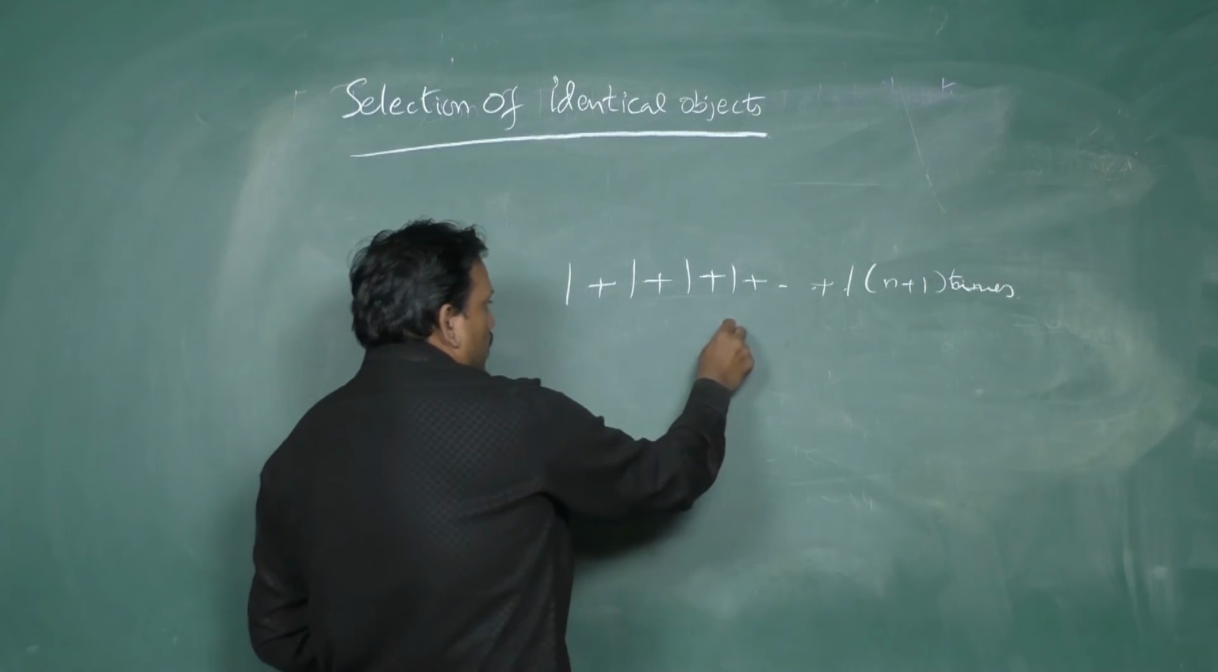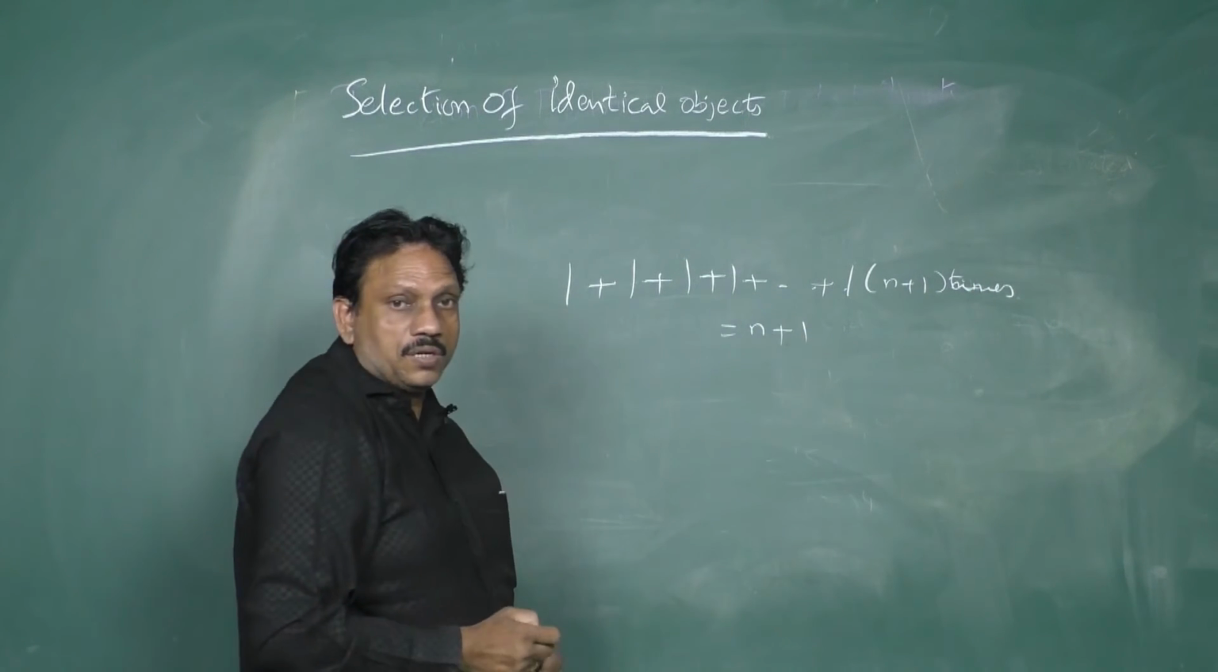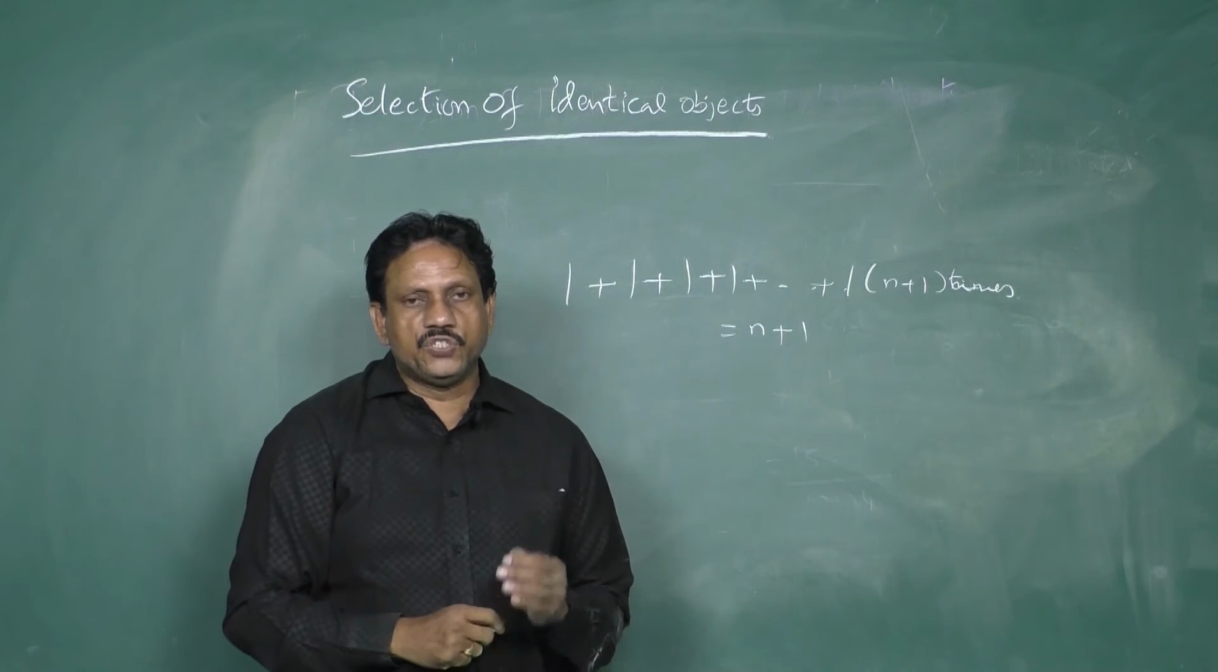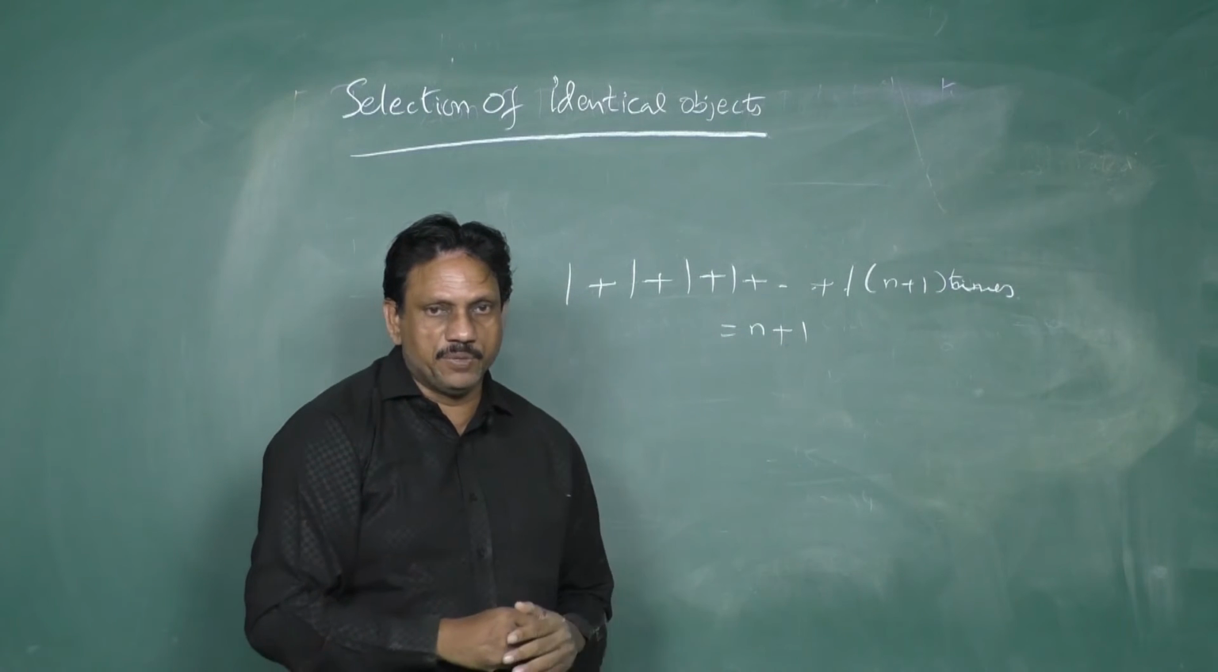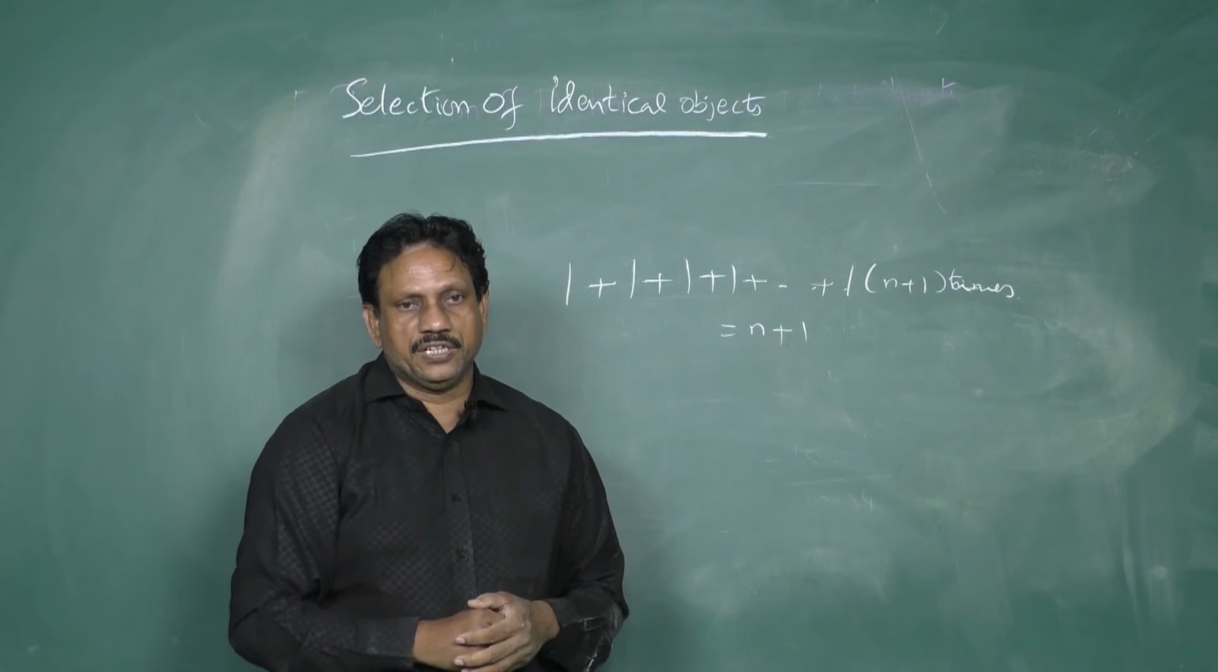So the answer is n plus 1. So the selection of 0 or more objects from n identical objects is how much? n plus 1, because selecting 0 things is also included here.